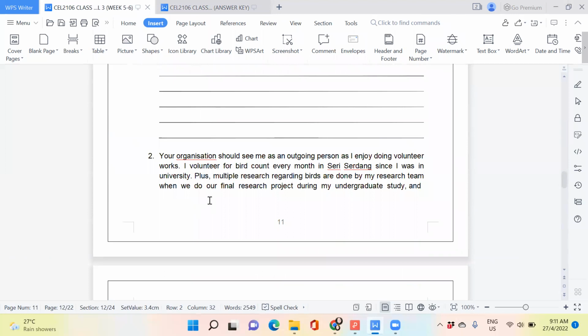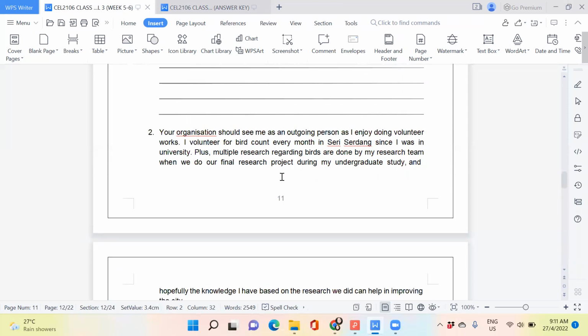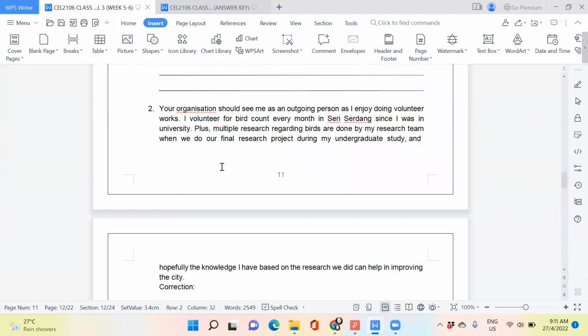Okay, number 2, your organization should see me as an outgoing person as I enjoy doing volunteer works. I volunteer for bird count every month at in Sri Serdang since I was in the university. Plus, multiple research regarding birds are done by my research team. When we do our final research project during my undergraduate study, and hopefully the knowledge I have based on the research we did can help in improving the city. Again, a number of errors here. Okay, it's a mixture of many tenses that's not supposed to be there in the first place.